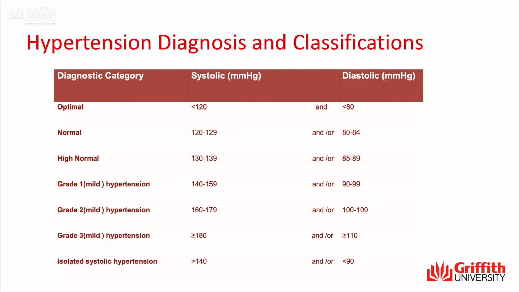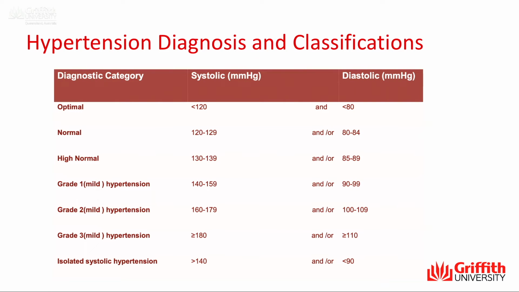So the diagnosis and classifications of hypertension, just briefly going through this. Optimal is your systolic under 120 and your diastolic under 80. We still consider 120 to 129 of systolic and 80 to 84 of diastolic within the normal range. The high normal is 130 to 139 with the diastolic of 85 to 89. Then we see the other types of hypertension.